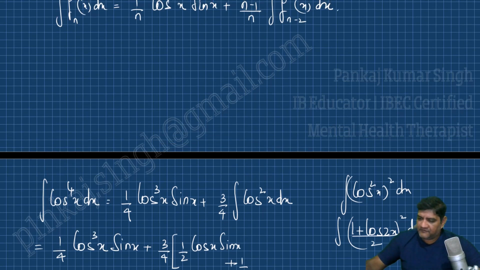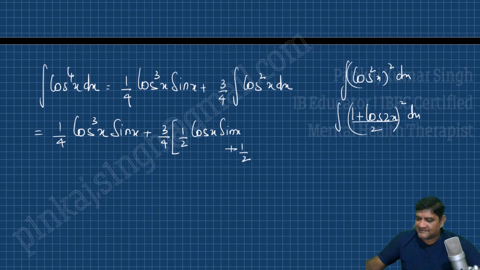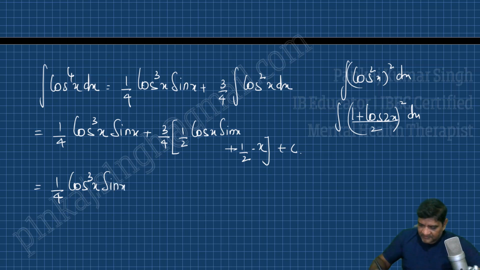And I will have f of n minus 2, which means cos to the power of 2 minus 2, cos to the power of 0, which is a 1, so the integral of 1 is simply x, so this is simply a x plus the constant c. So if I open up the brackets, I will have cos cube x sin x plus 3 by 8 cos x sin x plus 3 by 8 x plus the constant c.